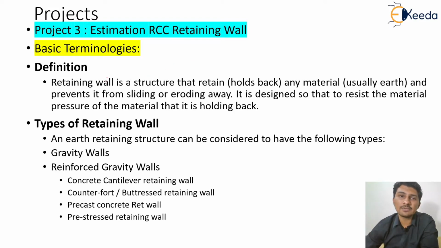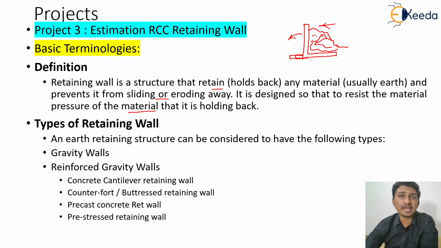So what exactly is a retaining wall? It is a structure that retains or holds back any material. Most of the time it is earth, and it prevents it from sliding and eroding away, and it is designed so that it can resist the material pressure from what it is holding back. Most of the time the retaining wall has the purpose of keeping the structure intact in position. So if this is the material that is relying over here, this is the kind of retaining wall you are going to have. Whatever the material pressure is, it is not going to topple. This length might sometimes even be bigger.